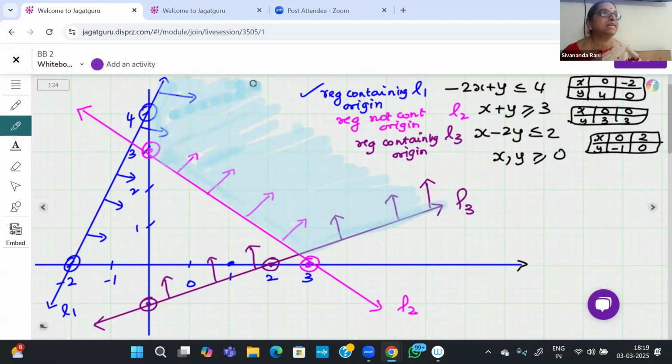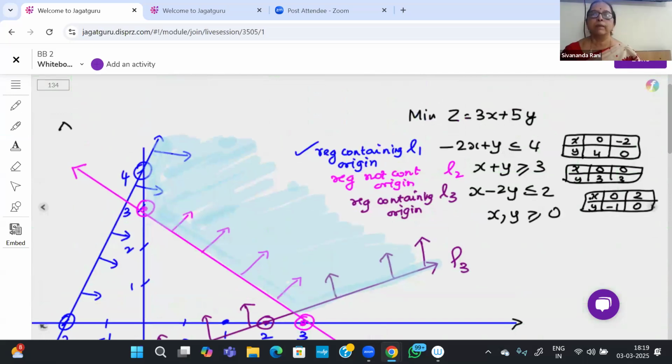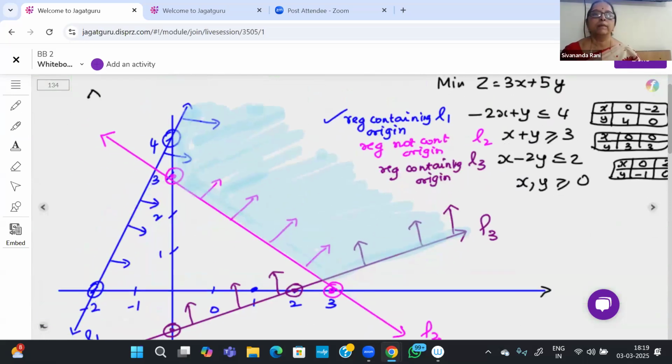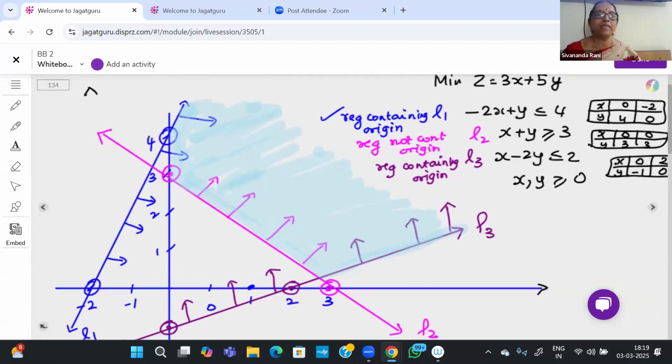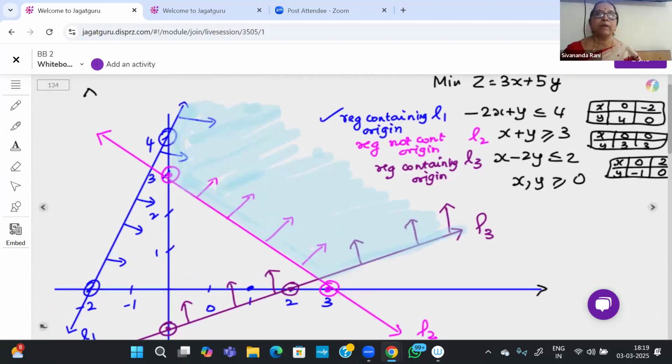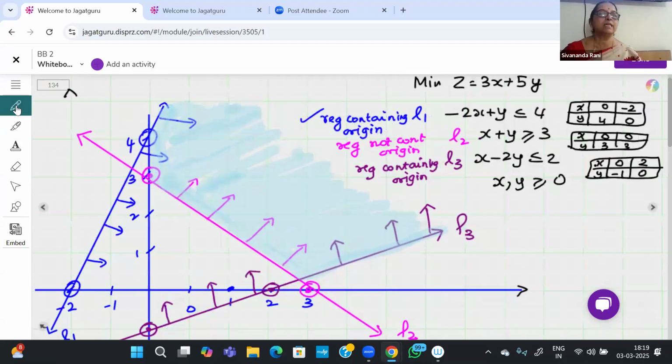How many of you got this region? Huh? You didn't? This is the region. Good job. Many of you got it. Very good. It is actually an unbounded region. And how many points are there in this region?